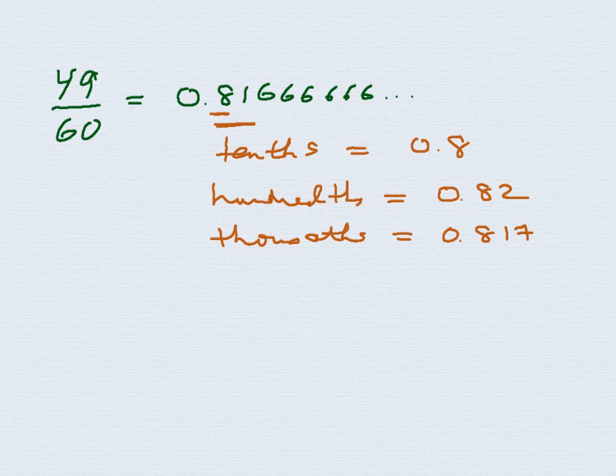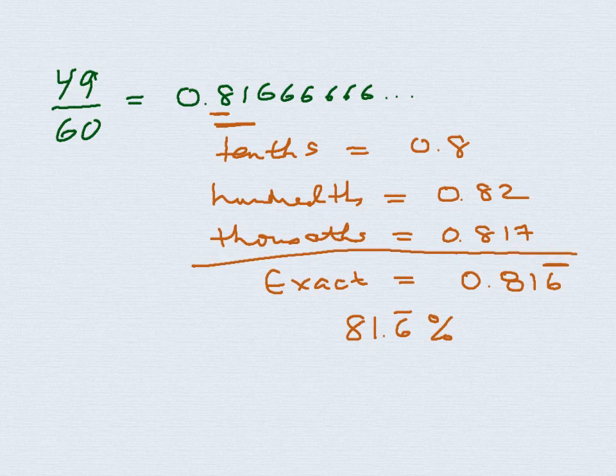None of them are really all that close. If I asked you to give me an exact answer, then you would do repeating notation, and it would be 0.816 with a bar over only 1 6, because the 6 is what repeats. If I wanted you to give it to me as a percentage, you would multiply by 100 and say 81.6% with the 6 repeating. And those, the last two are exact, the first three are rounded.